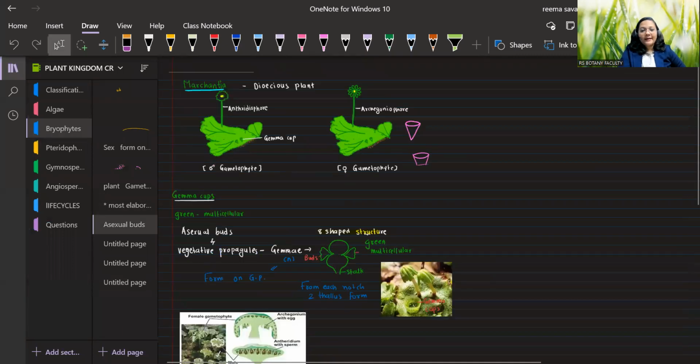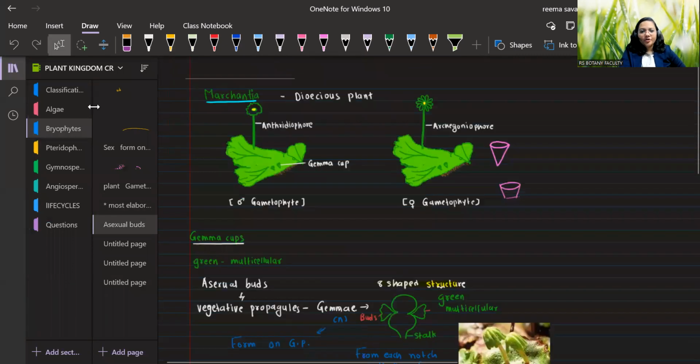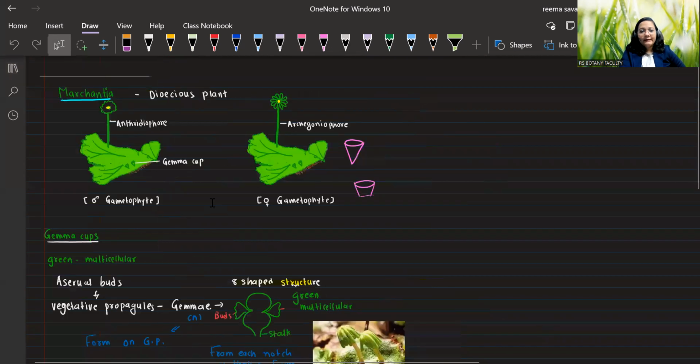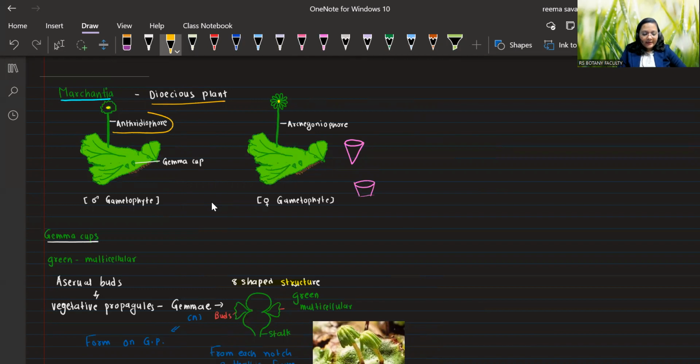Next one, Marchantia. This is also a very important topic. It is given in NCERT, and from the NEET point of view, this is an important one. It is a dioecious plant, right? So they have 2 different plant bodies, male gametophyte and female gametophyte. The male gametophyte will have antheridiophore, and on the antheridiophore, antheridium will be formed.